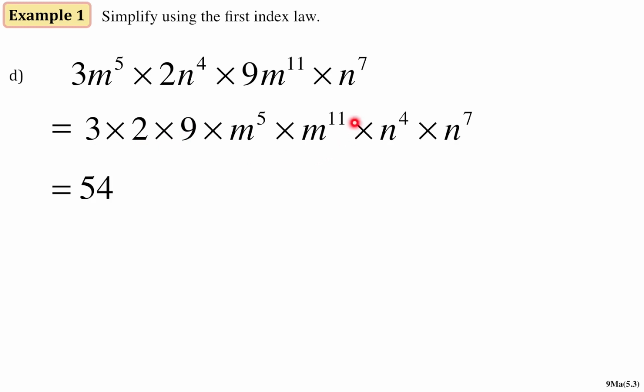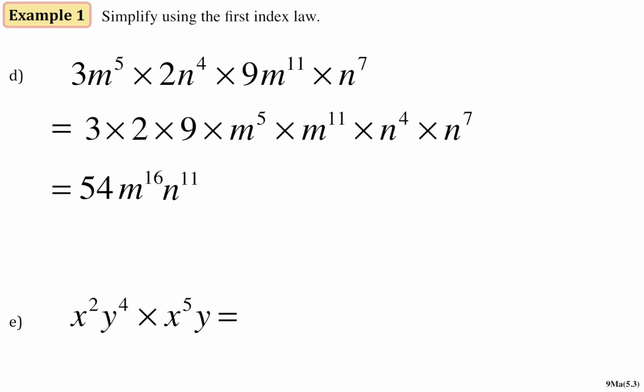Now let's look at the m's, because you can't multiply m's with n's when there's powers above them. So look at the m's. They have the same base, so I can write down the letter m. How many have I got? We're timesing, so we plus the powers. 5 plus 11 is 16. Let's look at the letter n. They're both the same base of n. Look at the powers, 4 and 7. 4 plus 7 is 11. So there's our answer. 54 m to the power of 16, n to the power of 11.